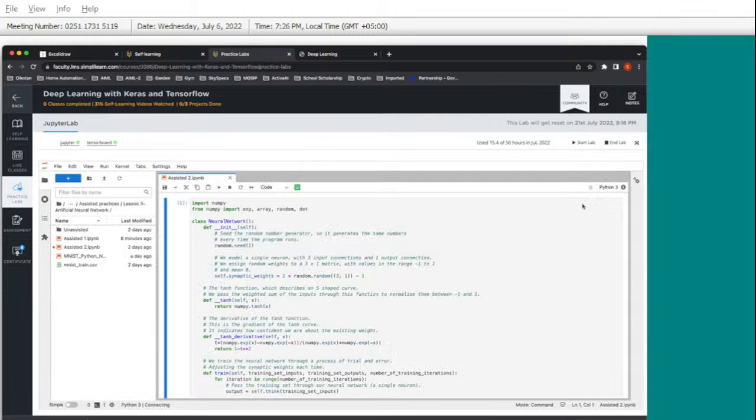Are you able to open your Jupyter Lab environment in Simplilearn? And in fact, I have shared the PDF link that day itself, if you remember.